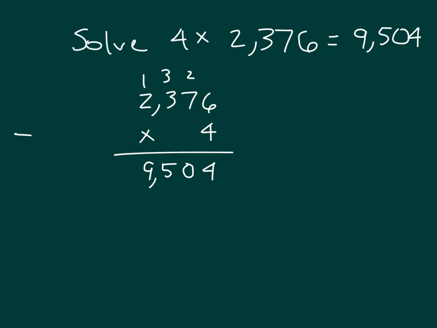You'll notice I did get a 4-digit answer here, and I was multiplying 4 digits by 1 digit. We can also get a 5-digit number. Now, if you got a 3-digit answer as your product, you probably made an error somewhere.